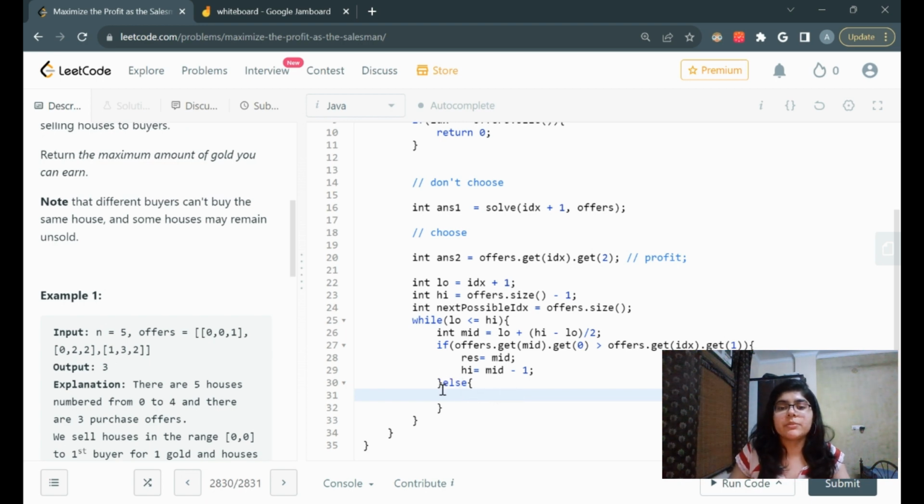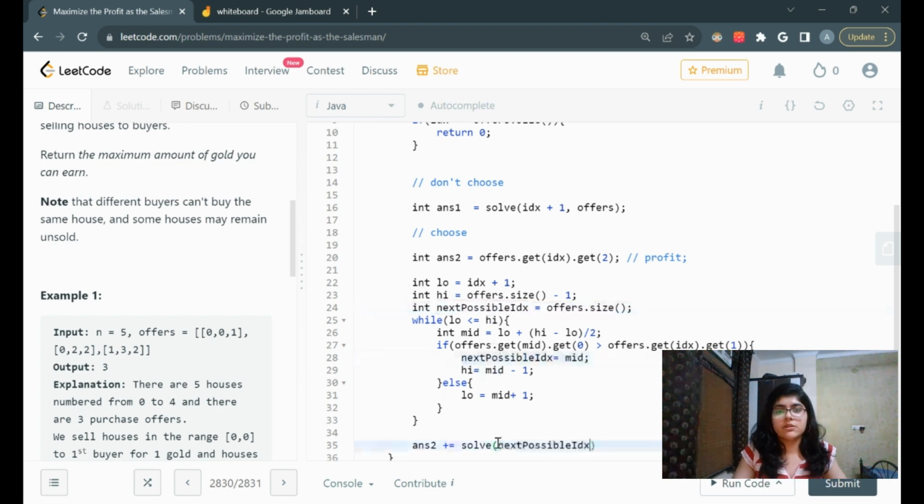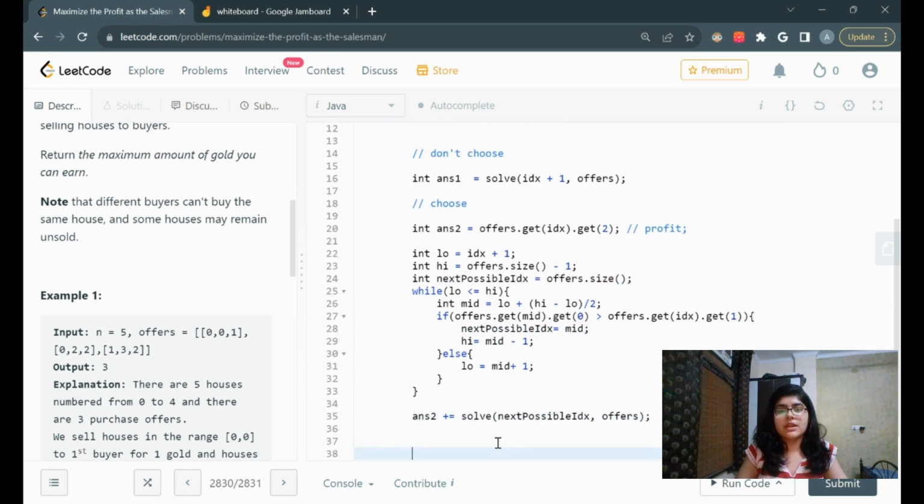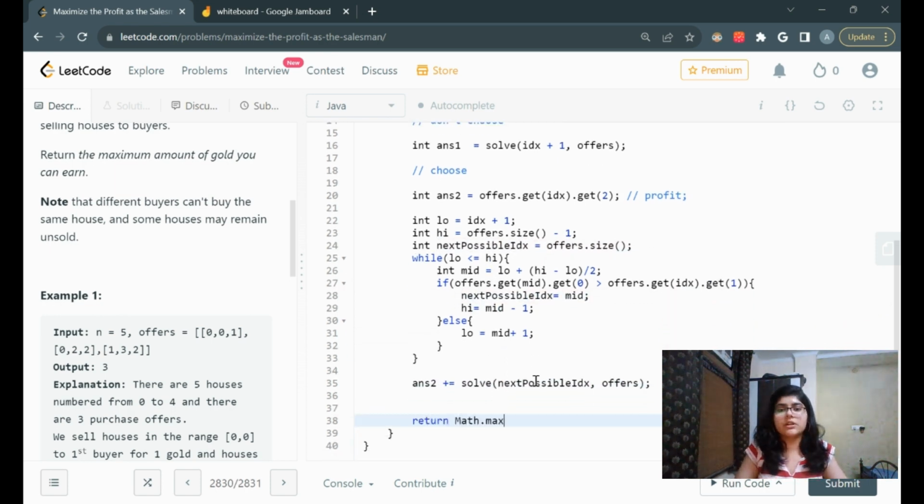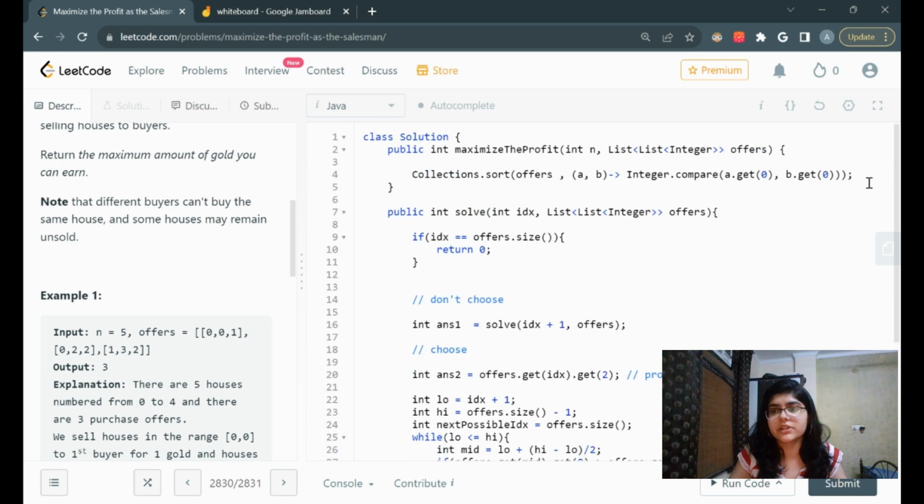Now the else case is when my midpoint is overlapping with my current interval range. In that case I need to search on the right side, because I know that this particular search range is no longer applicable. So I would say low is equal to mid plus 1. And then finally, in answer 2, I will say answer 2 plus equal to the gold plus the result for the next possible index. Finally, I need to return the max of both these possibilities, answer 1 and answer 2, basically the choose and don't choose conditions.